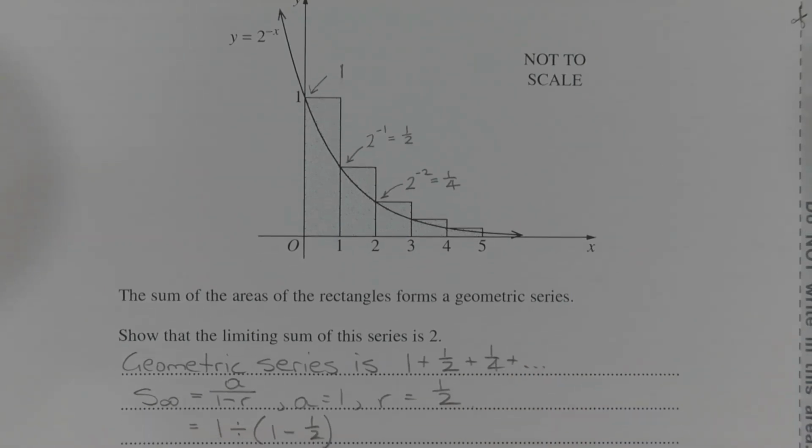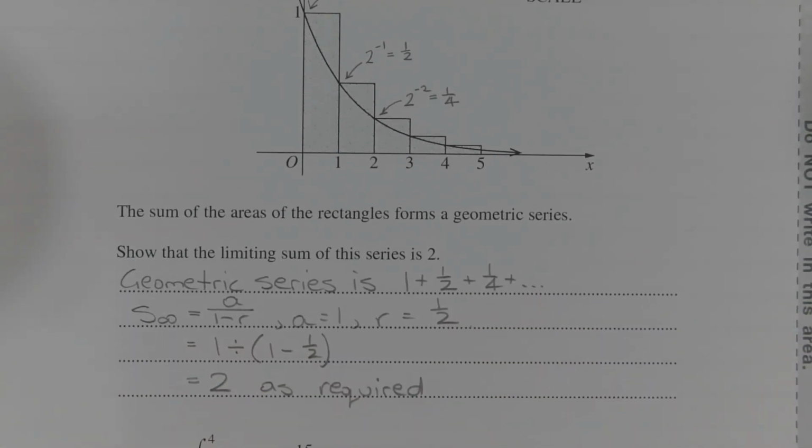and so on. We want the limiting sum of this geometric series, and it will be a limiting sum because the common ratio r is half. And the first term of this geometric series is 1. So the limiting sum is given by the formula a over 1 minus r, which equals 1 divided by 1 minus 1 over 2, which equals 2 as required.